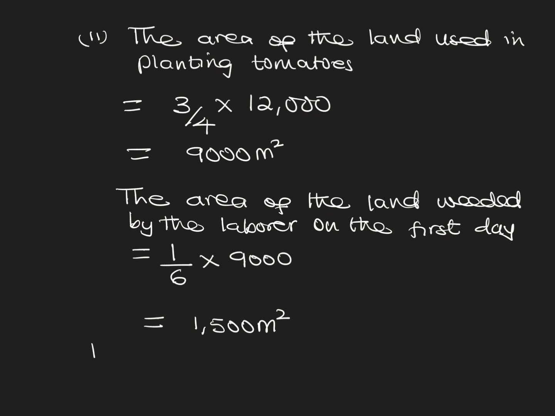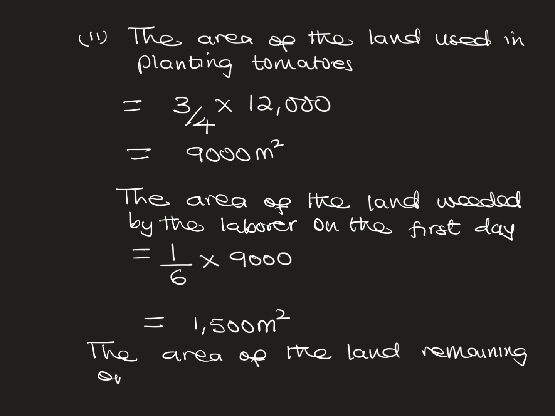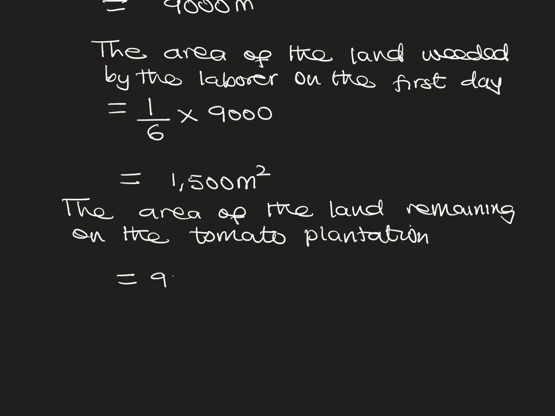So the area of the land remaining on the tomato plantation will be 9,000 meter squared minus 1,500 meter squared, and that will be 7,500 meter squared, and that answers the question.